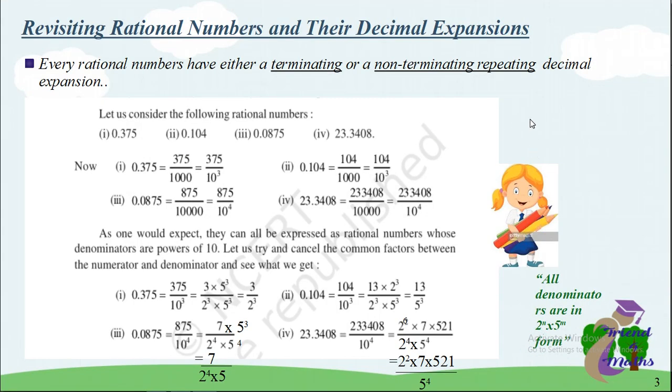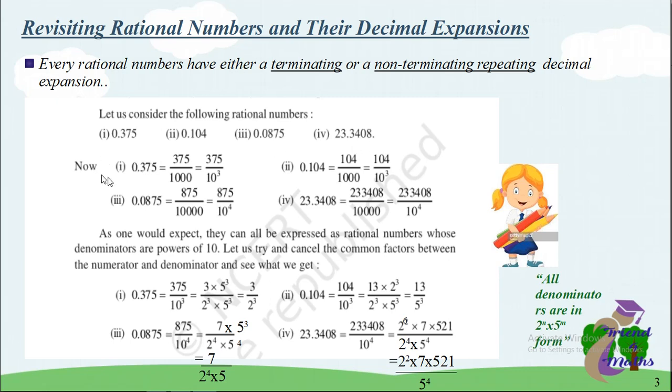In the ninth standard we have studied that every rational number has either a terminating or a non-terminating repeating decimal expansion. We can go through some examples here. We have given some decimal numbers which are terminating. Here 0.375, here 0.104, and here 0.0875. Next is 23.3408. All are decimal numbers which are terminating. Terminating means all have an end.